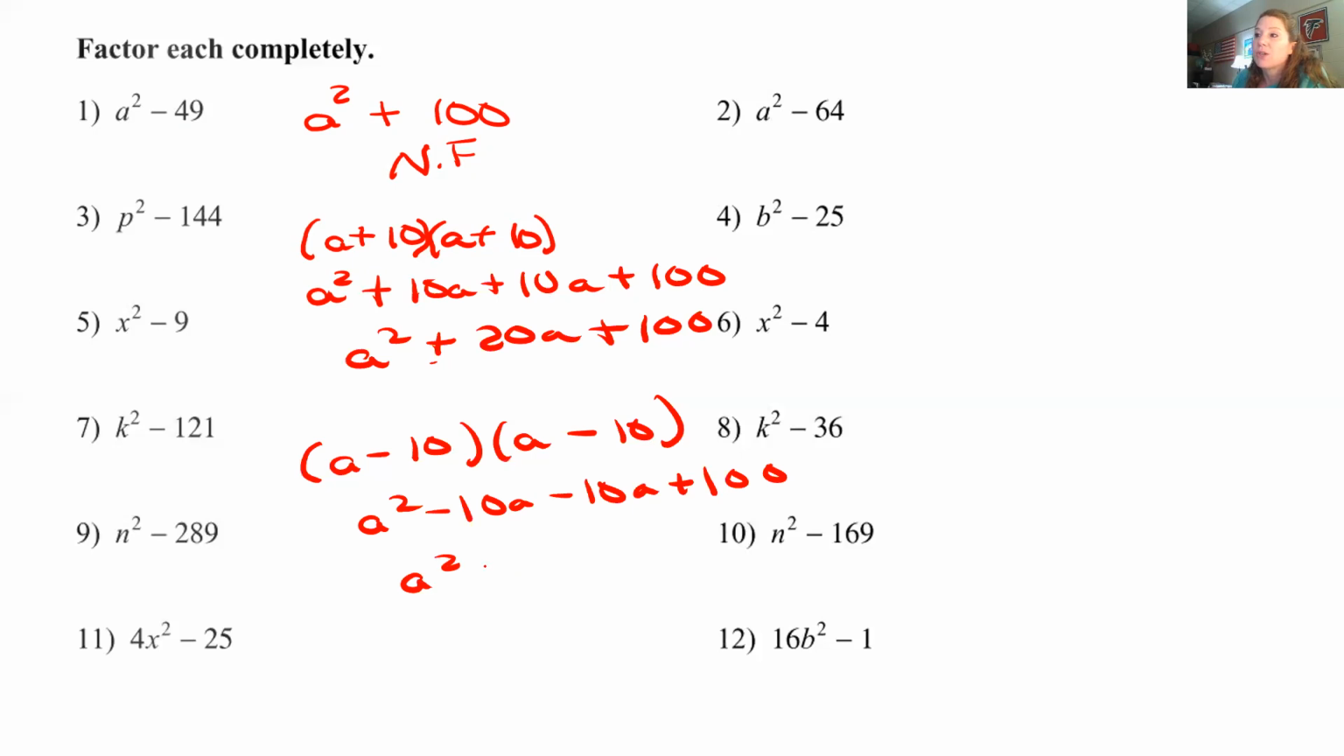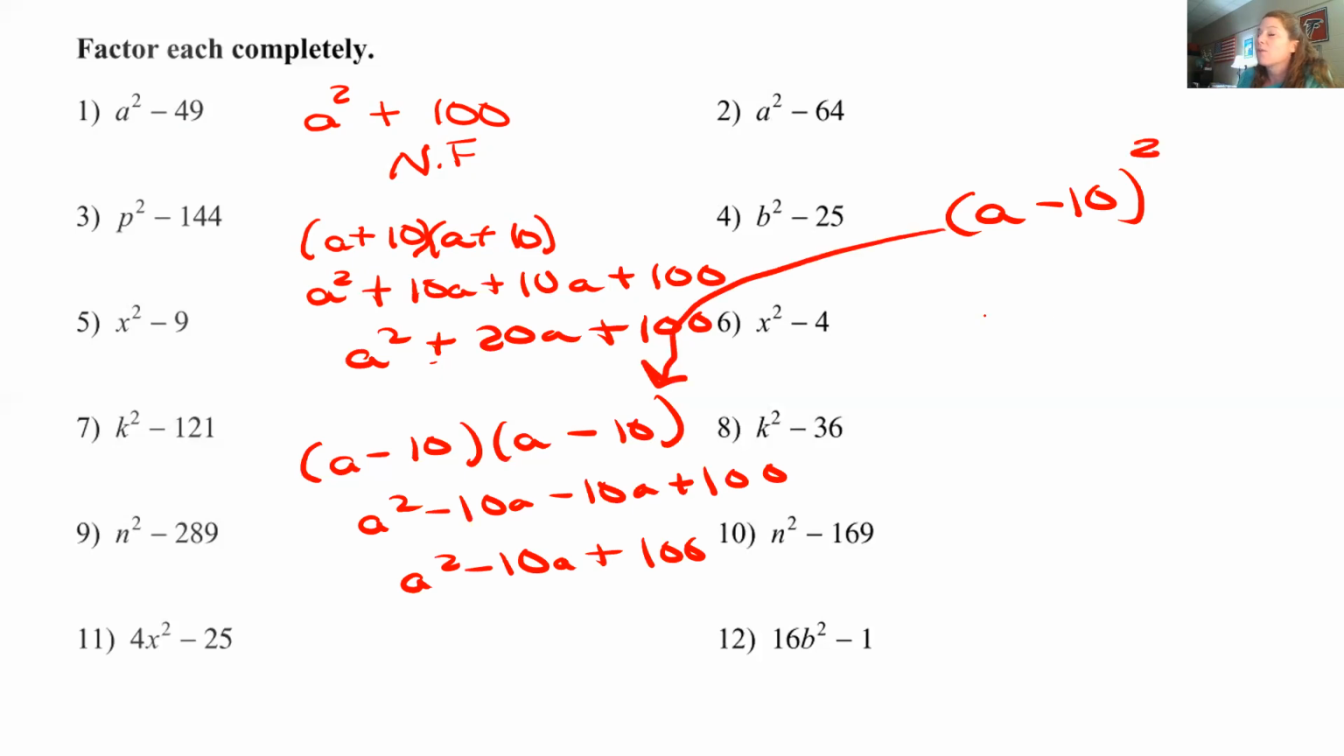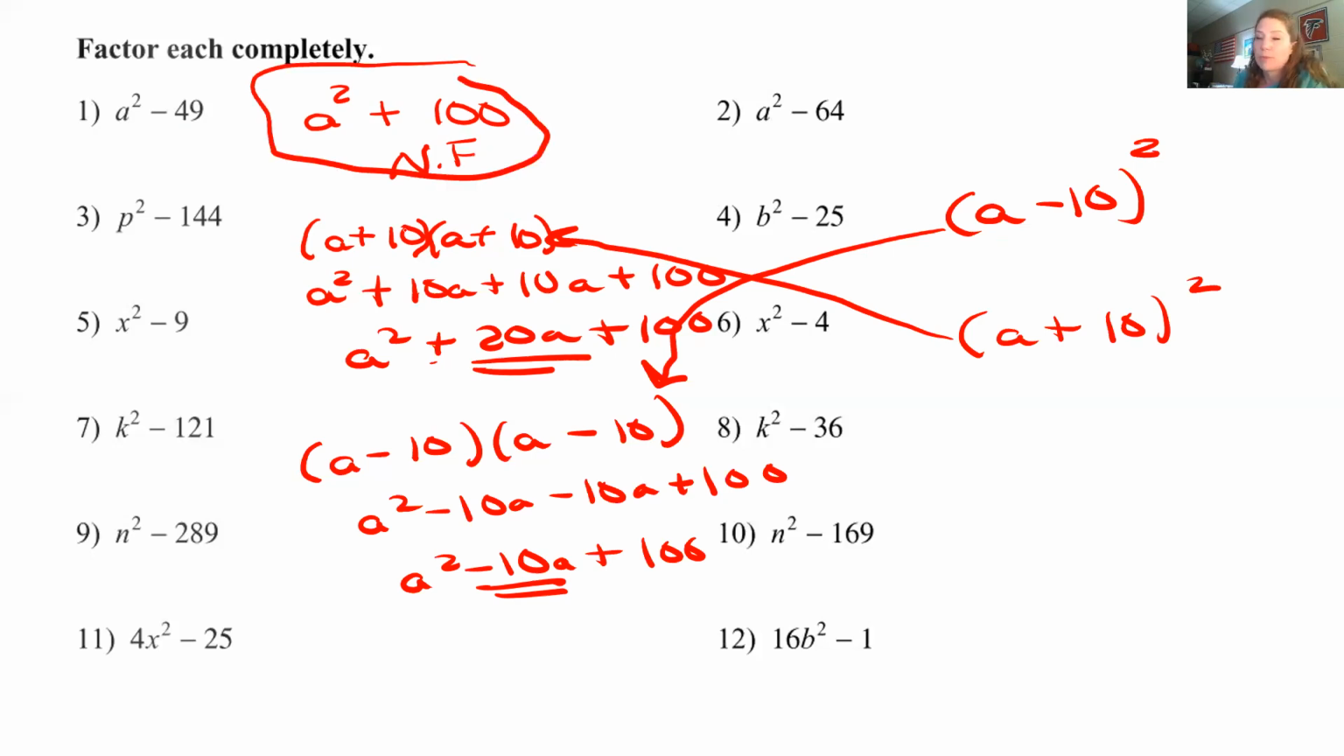So if you square a minus 10, like we did here, or square a plus 10, like we did here, both of those FOILed are going to give you a middle term. So if you're given a problem like this and it asks you to factor it, it's not factorable. It's only when both terms are perfect squares and there's a minus sign between them.